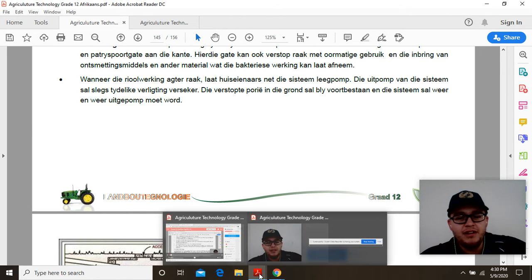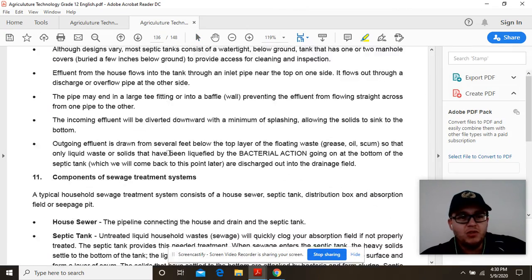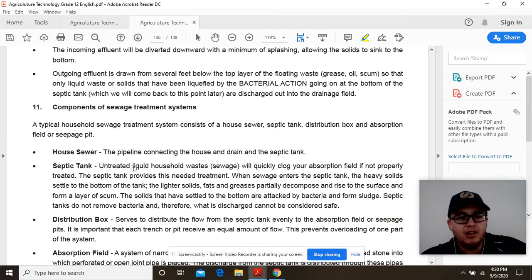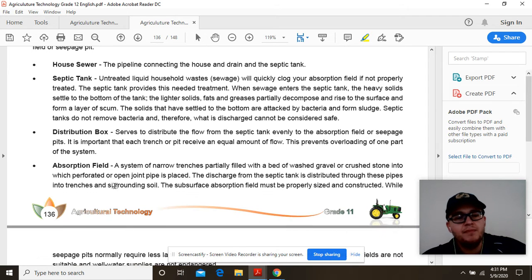So in English, the whole system, your septic tank, consists of the house sewer pipe, the pipeline connecting the house to the sewer pipe, then the septic tank, where all your untreated sewage will usually clog your absorption field. If not properly treated, it goes into the septic tank where it gets broken down. The solid particles go to the bottom and the non-solid particles flow to the top and get stuck in the scum. The distribution box serves to distribute the flow from the septic tank evenly to the absorption field or seepage pits. It's important that each trench or pit receives an equal amount of flow so that the one doesn't overwork.